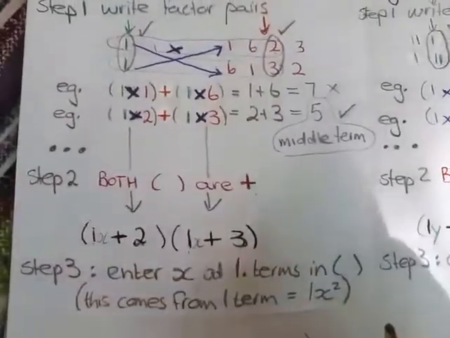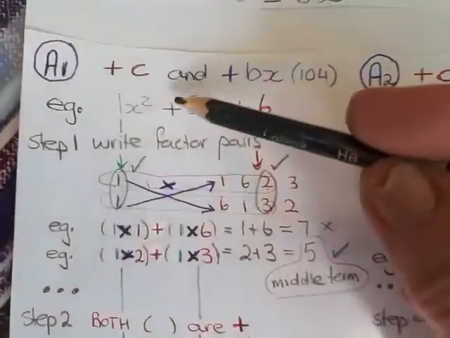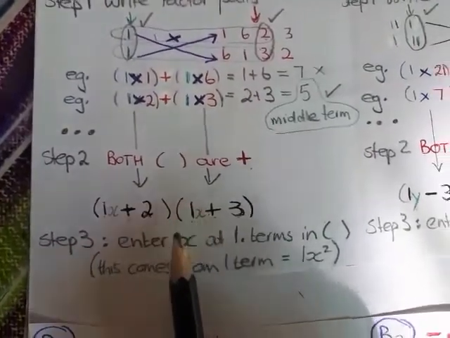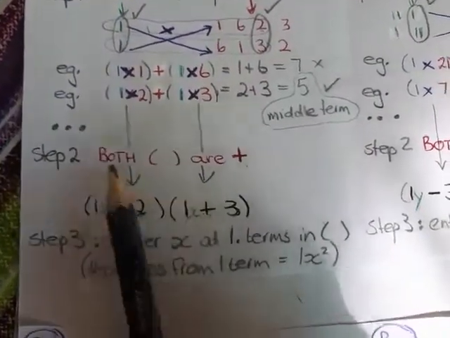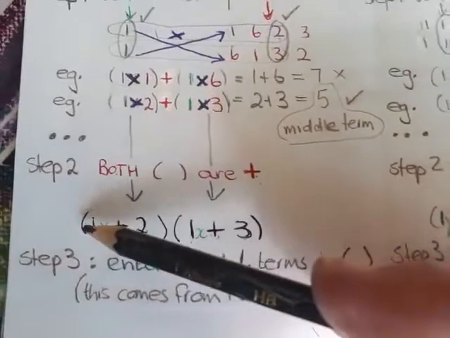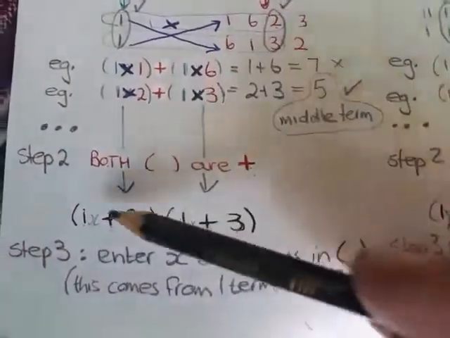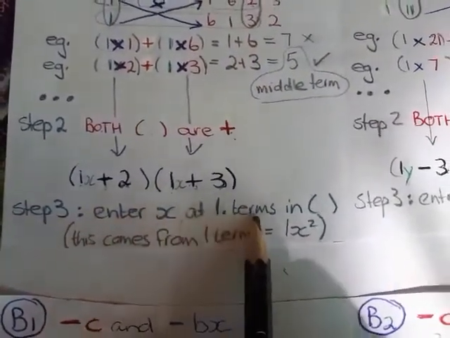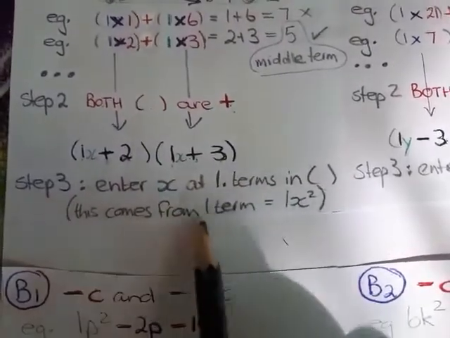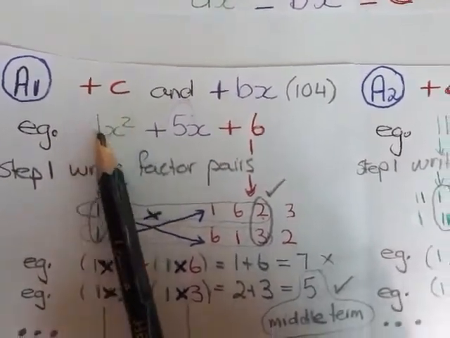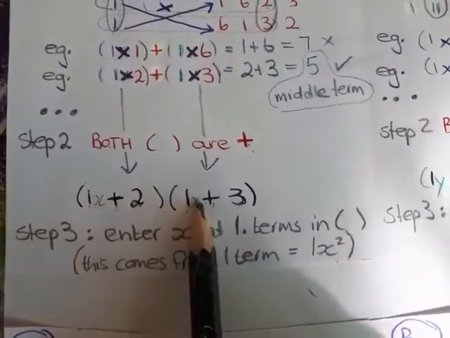And then now really important, people, because these are both pluses, your brackets become both pluses. So now you enter your plus and your plus. Both brackets are positive, really important. So you got your 1 and 2, you got your 1 and 3, you add your plus, you add your plus. And then the last step, enter x at the first terms in the bracket. This comes from your first term, 1x squared. Okay, here I've got 1x squared. So along with my first term, I must put an x and I must put an x.